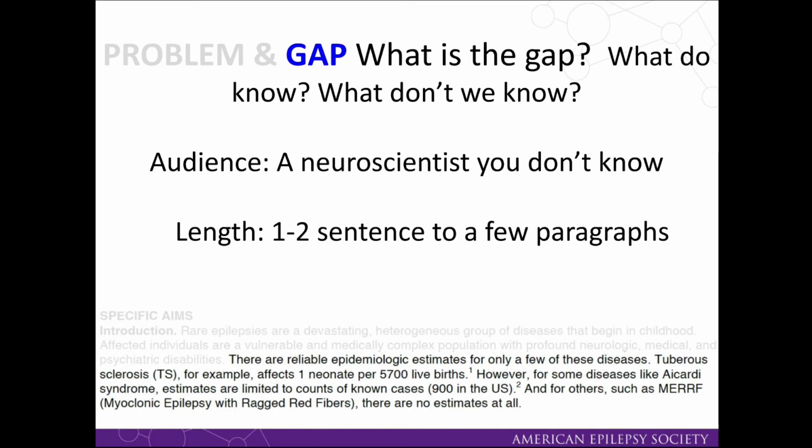There are reliable epidemiologic estimates for only a few of these diseases. Tuberous sclerosis, for example, affects one neonate per 5,700 live births. That's what we know. However, for some diseases like Aicardi syndrome, estimates are limited to counts of known cases, 900 in the U.S., and for others like MRF, there are no estimates at all. So there we've said very concisely, here's something we do know, and here's something we don't know.